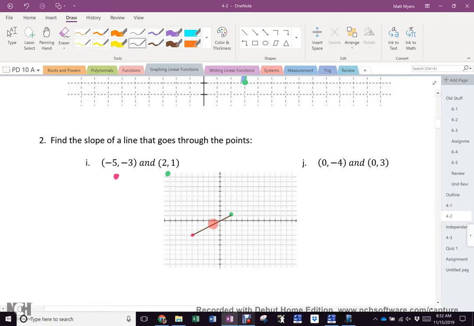How do I find that slope? On a graph. Rise over run. We just count, don't we? How far up did we go? 1, 2, 3, 4. Positive 4. How far right did we go? 5, 6, 7. So what is the slope?